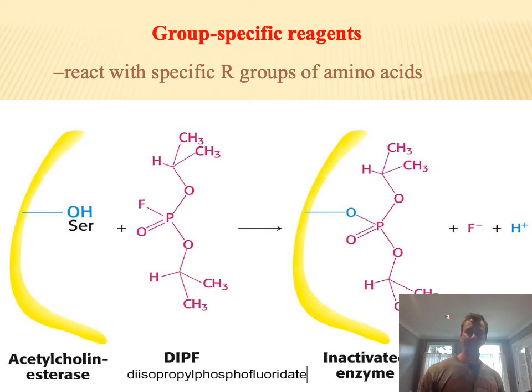An example of a group-specific reagent would be DIPF, which binds on acetylcholine esterase in our bodies. It can form a covalent bond with the hydroxyl group on serine, and in the process release a fluoride molecule. But it essentially inactivates this enzyme by covalently bonding to the serine in the active site.